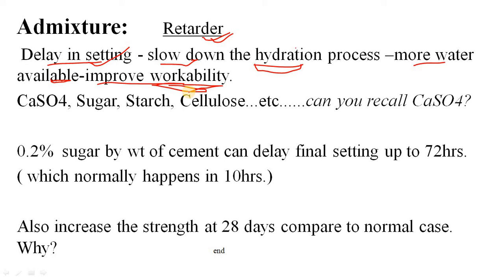Okay, so what are the examples? Calcium sulfate. What is calcium sulfate? Okay, I will talk about it later. Sugar, starch, cellulose, these are examples of retarders. Now my question is this: can you recall calcium sulfate as a retarder? In the videos on how to manufacture cement, I have already mentioned it, but there I did not mention calcium sulfate. There I mentioned gypsum.